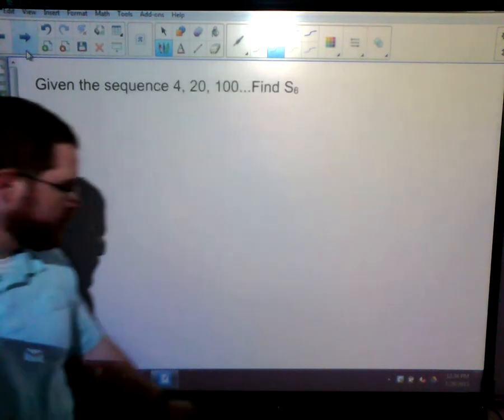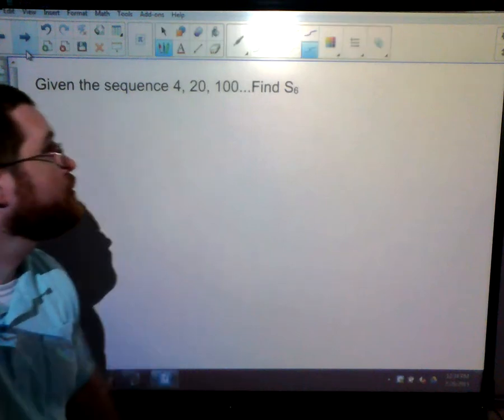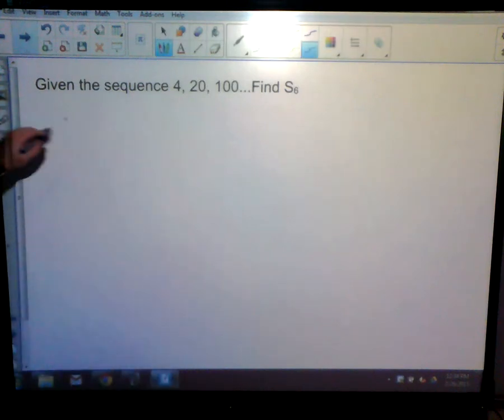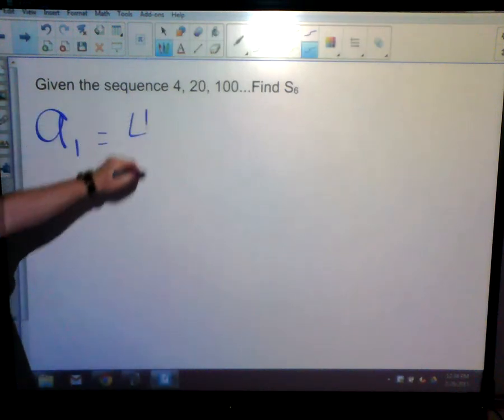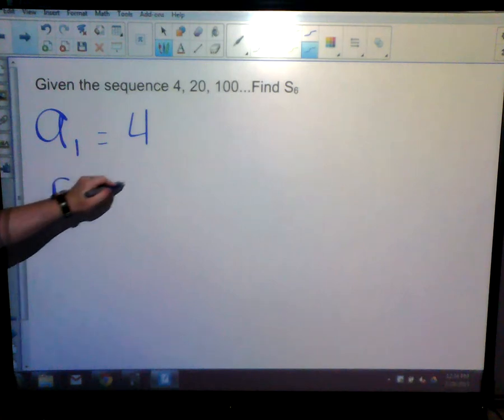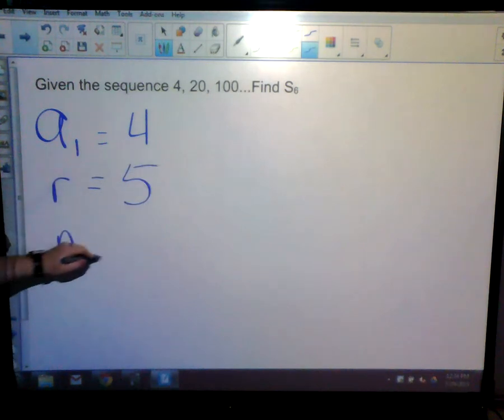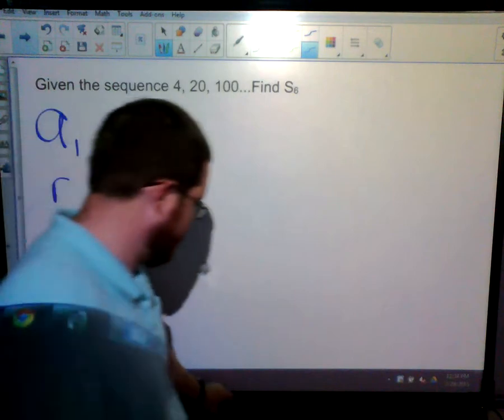Find S sub 6. Well, what kind of sequence is this? It's geometric. A sub 1 equals 4, r equals 5, n equals 6.